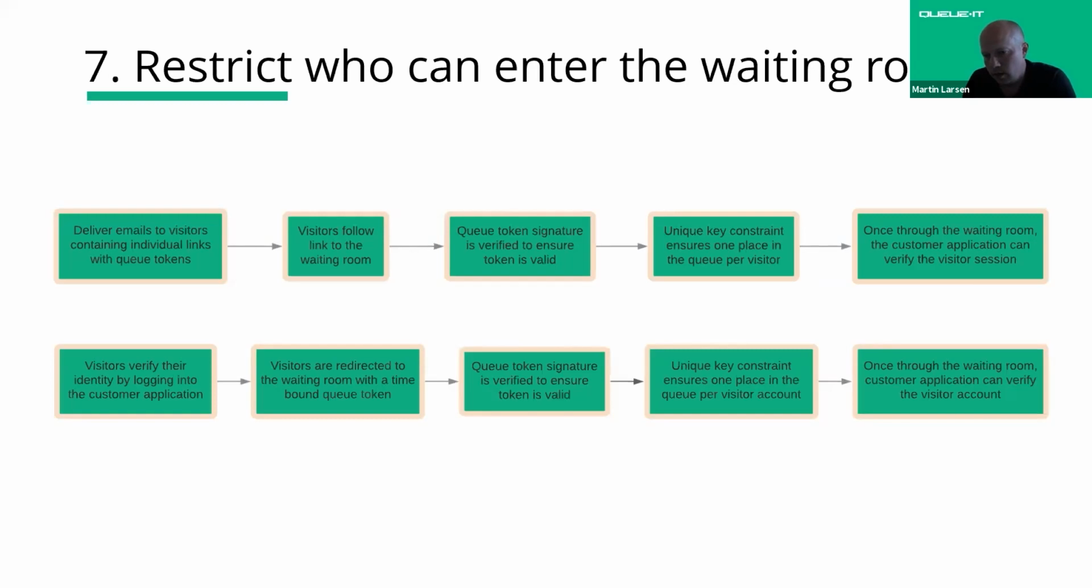And then once the user is through the waiting room, the customer can verify that visitor session as well. The other use case that I brought here is a more real-time use case. So visitors will enter your application and maybe sign in with their account. And once you redirect visitors to the waiting room, that includes the token, which is now time bound, so it can only be used for like 3 minutes or something like that. This creates a little bit more secure flow than the other, but of course it's based on the use case for this.